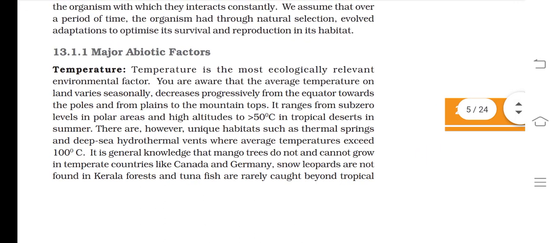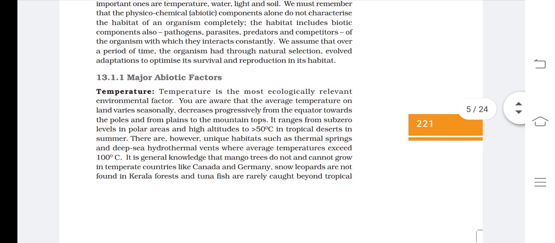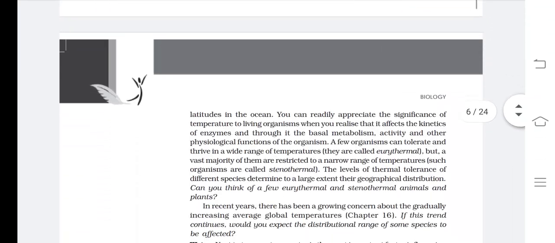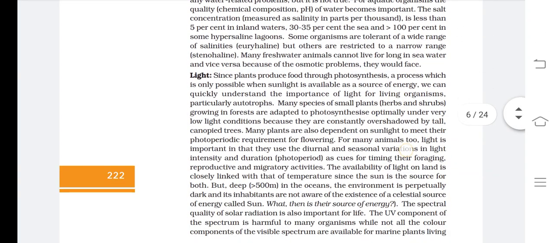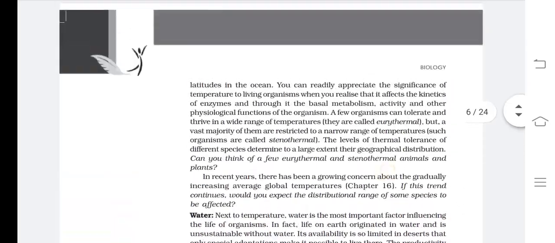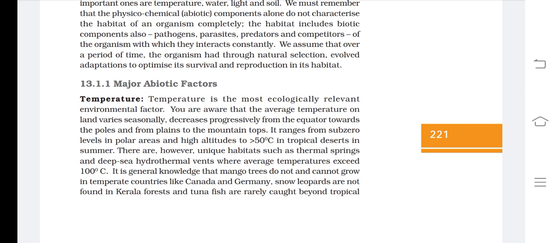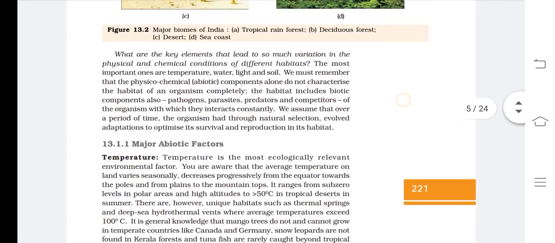So in today's video lecture we are going to learn about the major abiotic factors. You know that the four major abiotic factors are: first one is temperature, second one is water, third one is light, and fourth one is soil. So these all four are one type of abiotic factors, and you know that these abiotic factors are very much important in the formation of different type of biomes. And these abiotic factors play a significant role in the different type of lifestyle or different type of behavior of the living organisms.